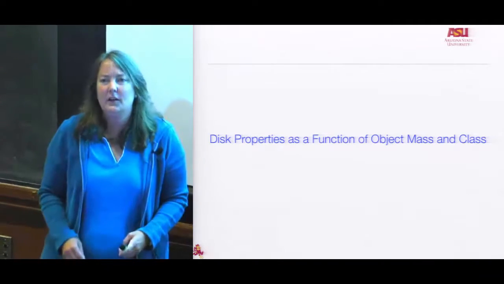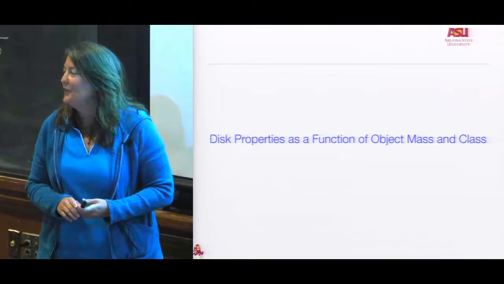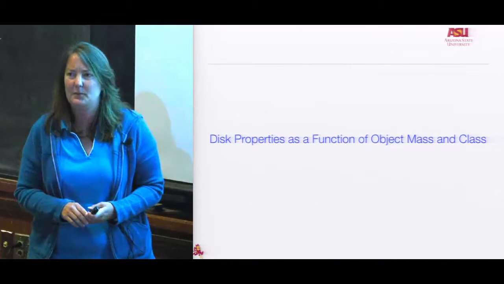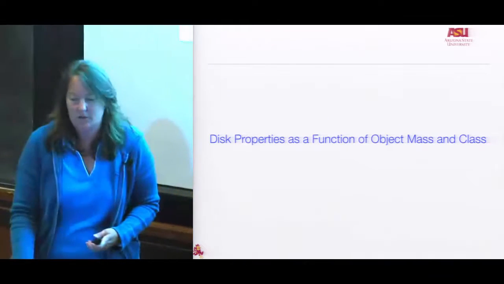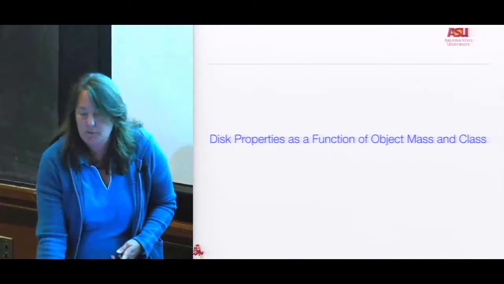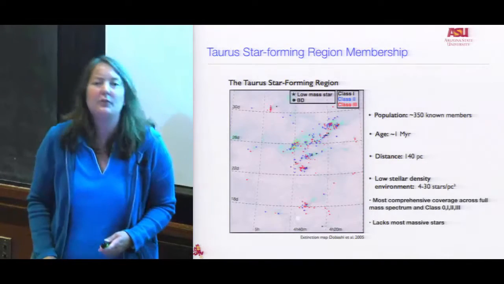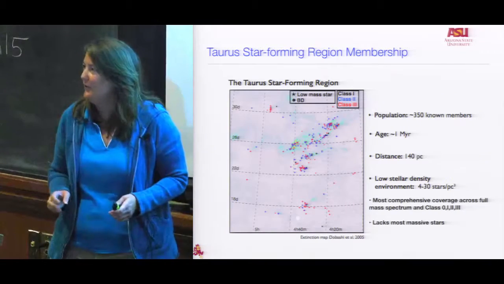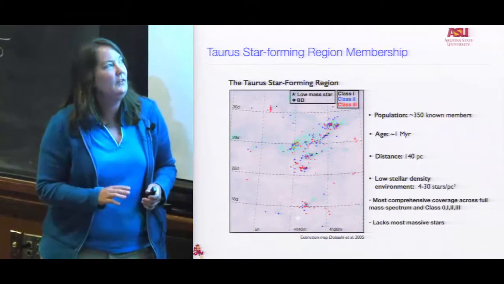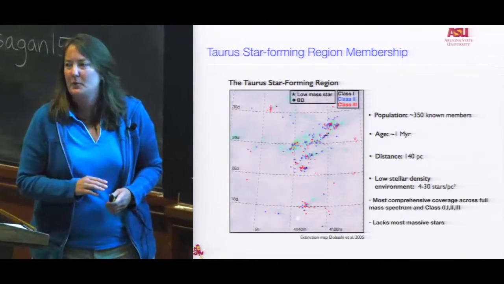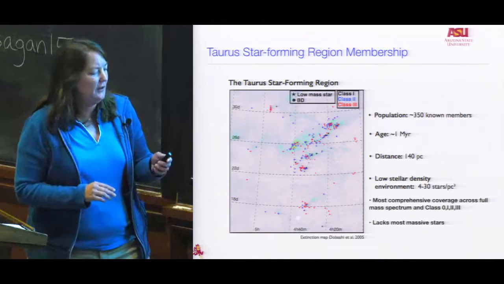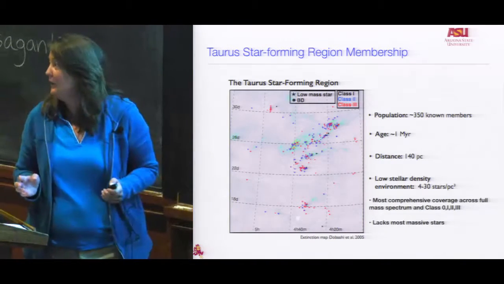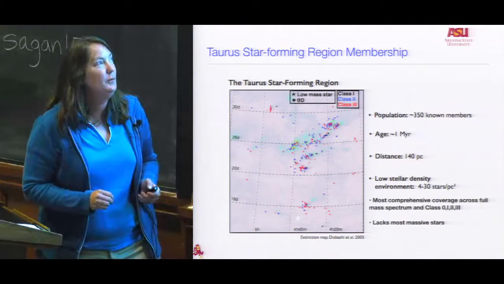Okay, and so if we saw earlier that there were certainly indications of trends in the planet population as a function of the central object mass, what do we then see similarly with disks around objects of different mass and at those different evolutionary stages? Well, for this we'd like to study one population, and the population that's really been best studied is the Taurus star-forming region. So it has the advantage that it has very well-studied membership of several hundred objects. So there are about 350 known members.